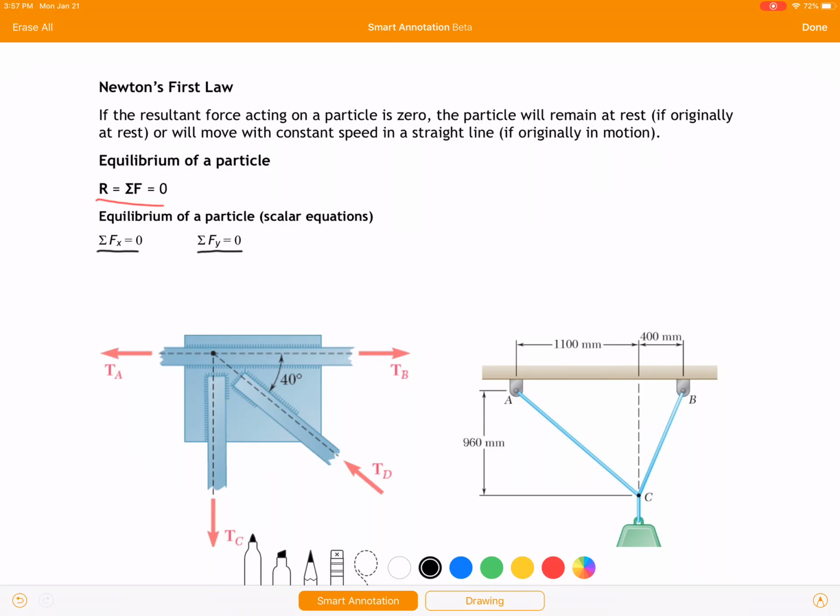So again, a particle is not necessarily an infinitesimally small thing, but generally, in our case for statics here, it means that all the body can be just represented as a single point, and we can idealize it as a single point. So we'll look at a couple examples here.